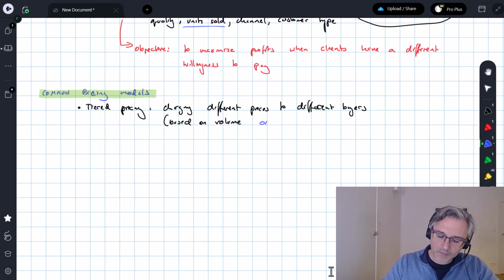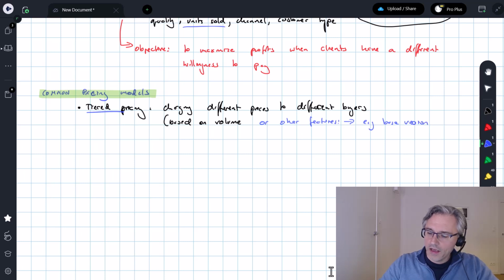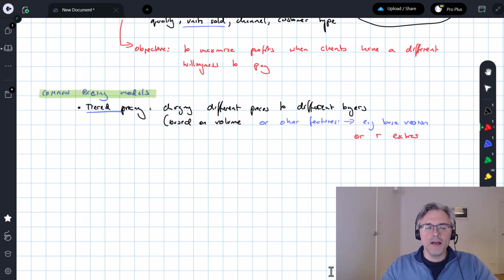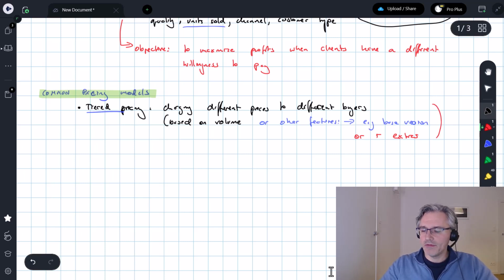But this differentiation can be done also based on other features. For example, very commonly you'll have a base version of a product or service, or you could decide to buy the base version followed by, with some extras. Those extras, by the way, are not always worth the extra price, but some people are just happy to pay the higher price, and that's a very simple way of differentiating.